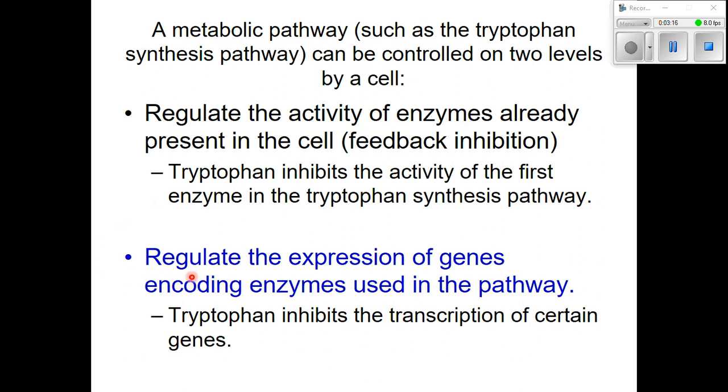The second way to do this is to regulate the expression of genes that code for the enzymes that make the tryptophan. So it's kind of the same logic. If there's already plenty of tryptophan available for the cell, it temporarily needs to shut down the production of tryptophan. It doesn't need to make any more tryptophan right now. And so one way to do that is to shut down or switch off the genes which code for the enzymes which make tryptophan. So we're going to talk about both of these mechanisms. We're going to mainly focus on the second one.